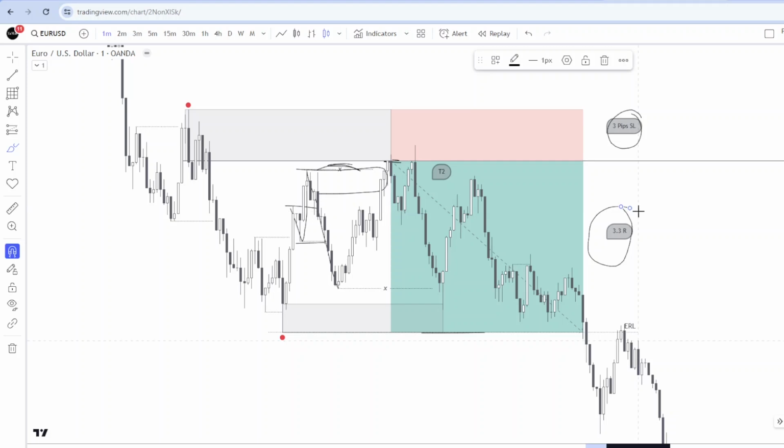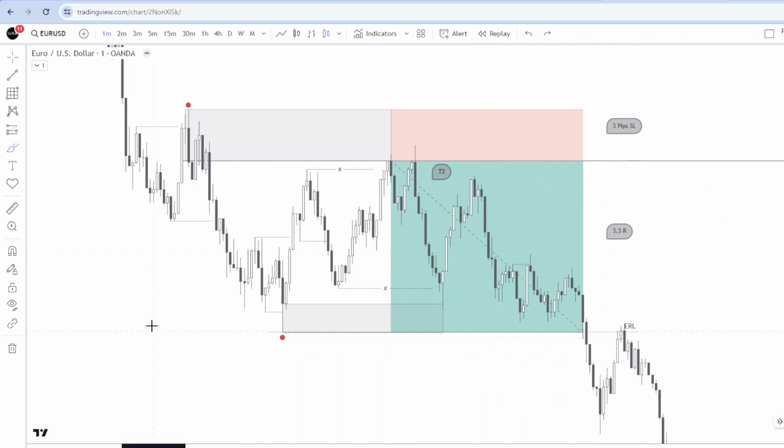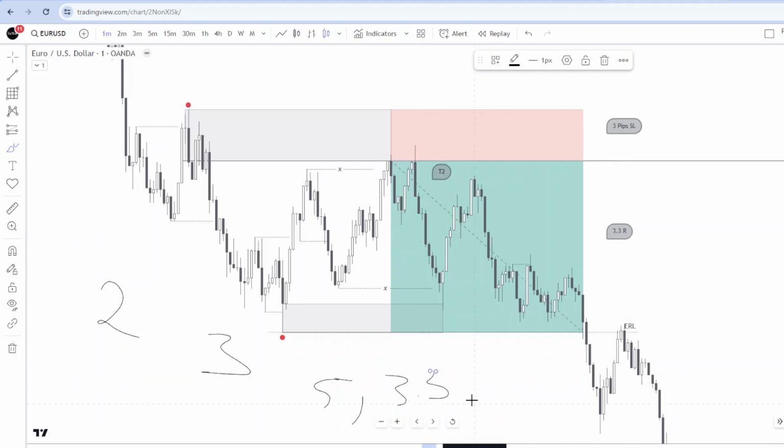So those are the breakdowns of the trades I took this week. And I took 2 losses. Okay, 2 losses. And then I took 1, 2, 3 wins. I took 3 wins. The other win was 5%. The other one was 3.3%, which is this one. Then we had a 2% win.